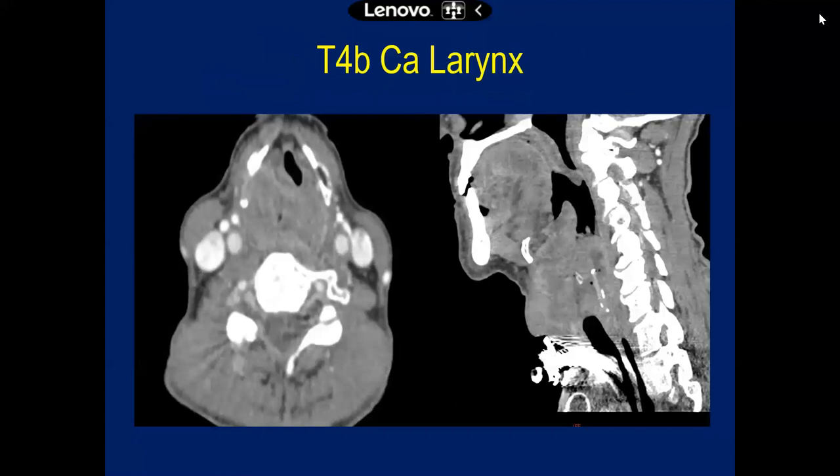Similar picture. This is again a very advanced disease. Here you can see a lesion extending into the prevertebral fascia, encasement of the carotid artery. So it's a T4B. Here the surgeon might find it very difficult to do even a tracheostomy. Extensive disease from the epiglottis to the caudal edge of the cricoid cartilage. The entire larynx is replaced by the tumor, with prevertebral fascia involvement.